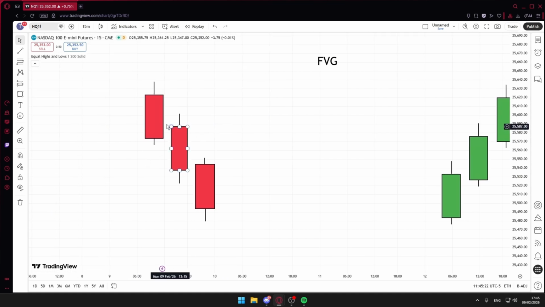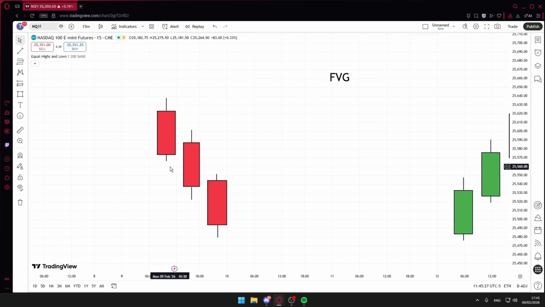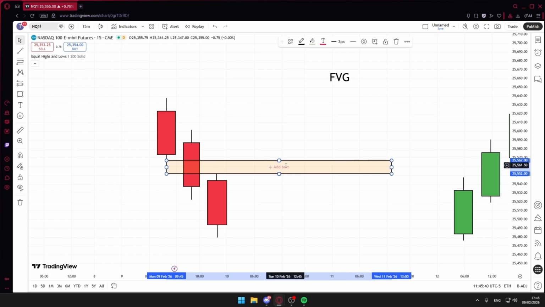How you can identify the fair value gap in the chart is basically if we find three candles in between them, you'll find there's a gap in here, like this wick and this wick. As you can see, there's a gap in here, and this is the fair value gap.